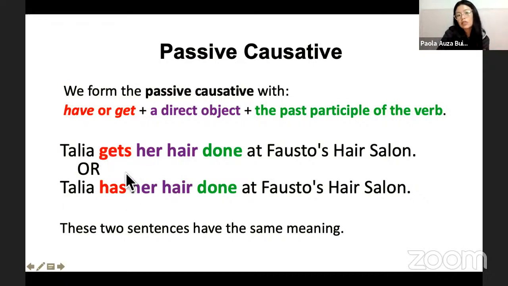Why gets or has? Because we're talking about their hair. So hair, he, she, it, no? Verb plus S. So, any questions so far? This is the form, ¿no? La forma generalmente es cómo está organizada este tipo, ¿no? The passive causative is used with have or get, the direct object, and then the verb in past participle. Okay, any questions? Please let me know, guys.